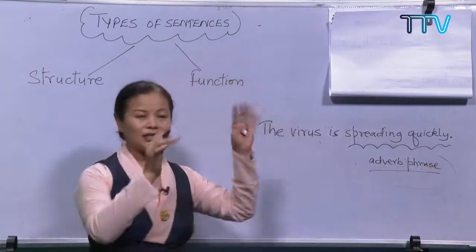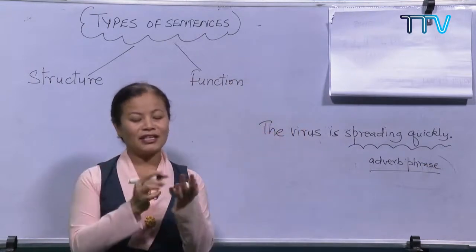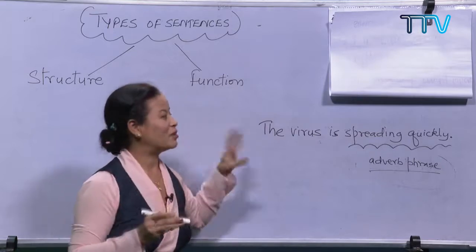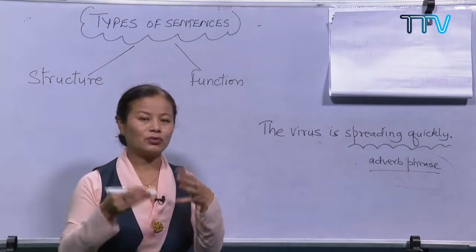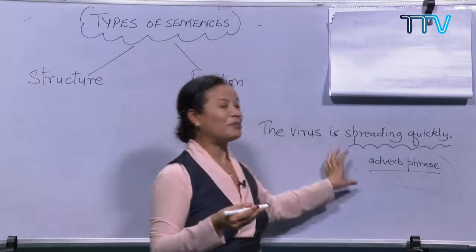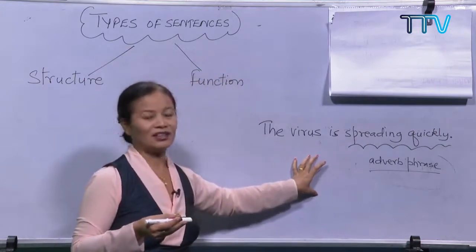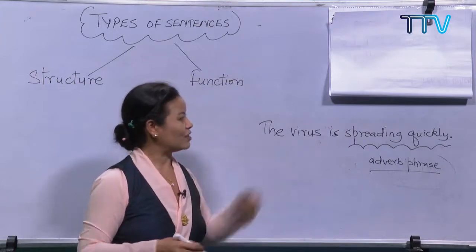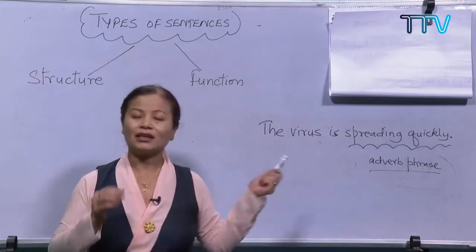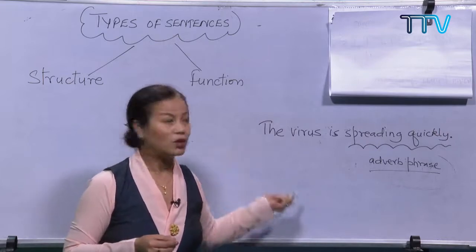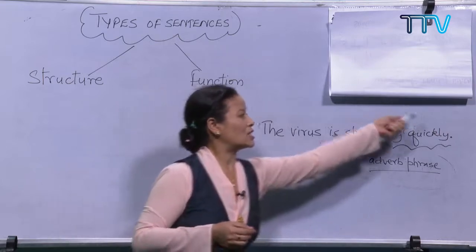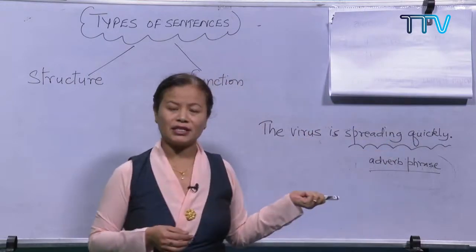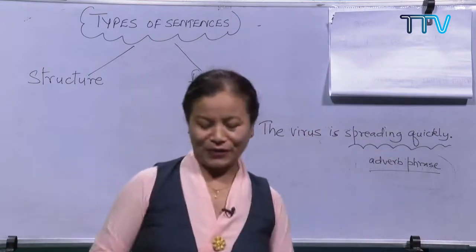So while I was sitting there and listening to Gideon's Thagla's session, I just remember quickly brushing up through the slides. I found that I missed this part, adverb phrase, and that's why I'm telling you in this session. Okay? So the virus is spreading quickly is an example of an adverb phrase because this is functioning as an adverb in the sentence. Is it clear now? All right.